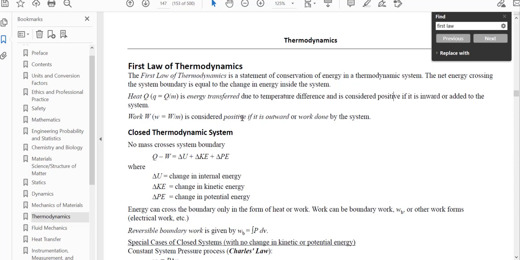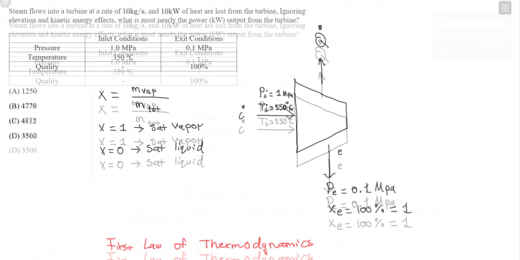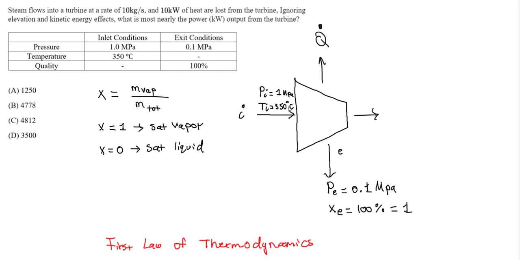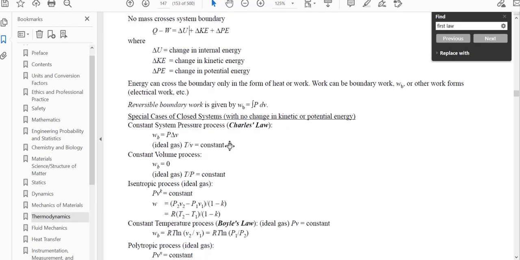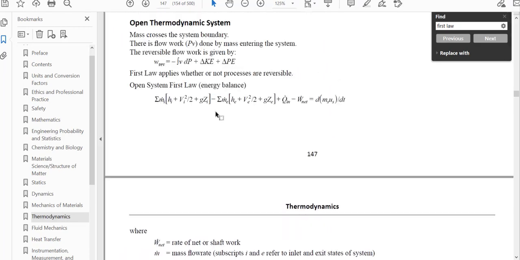And work is considered positive if it's outward or work done by the system. In this case, it's going to be outward, right? So it's going to be the work that we're trying to determine, our W dot. This is the power or work output from the turbine. Now, if we go back to the handbook again, this is the general definition, but it's for a closed system. And in this case, we have a turbine. Well, you can go down. I noticed that this is for an open system. This is the right equation that we're going to use.